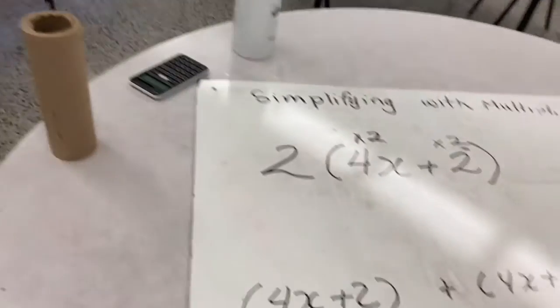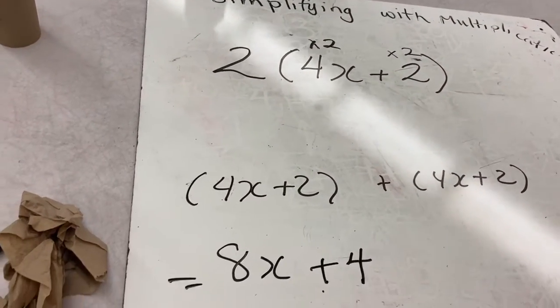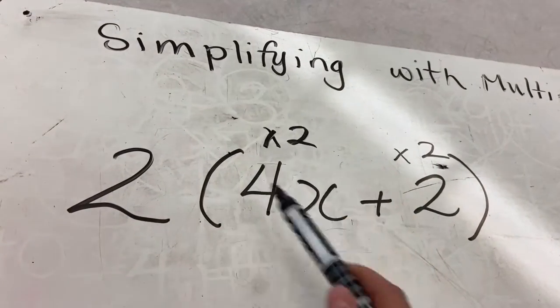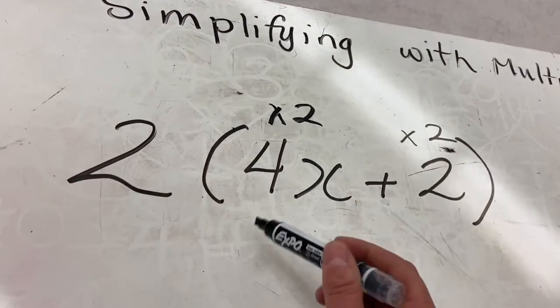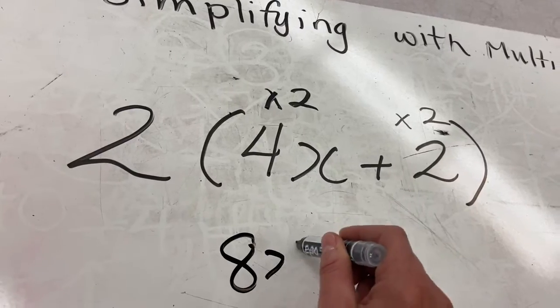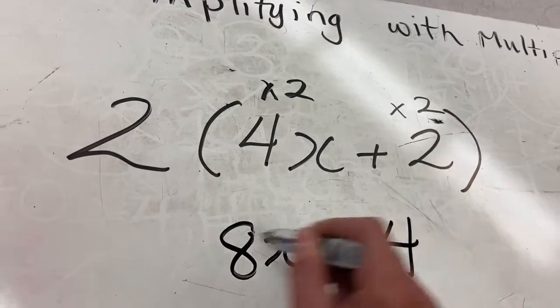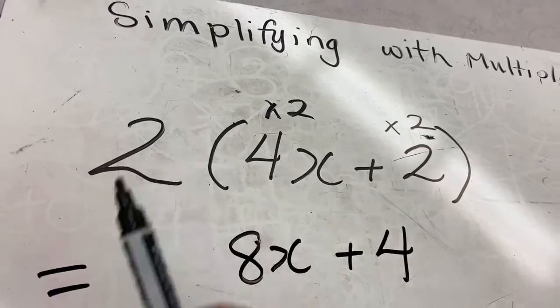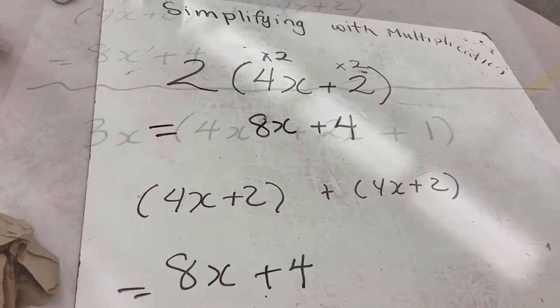Okay, so instead of adding the 4x plus 2 twice, what I can instead do is multiply my 4x by 2 and multiply my 2 by 2. So that will give me 8x plus 4. So when you see a number and then a bracket, it means we're multiplying what's in the bracket.